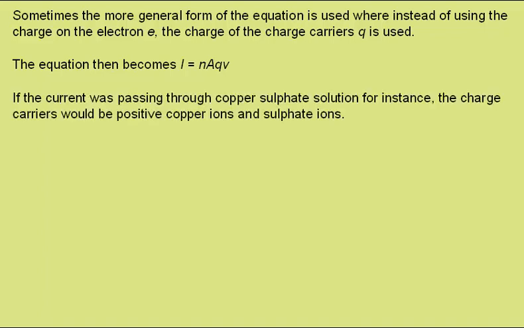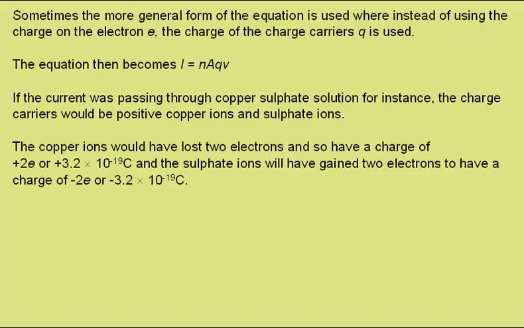If the current was passing through copper sulfate solution, for instance, the charge carriers would be positive copper ions and sulfate ions. The copper ions would have lost 2 electrons and so have a charge of +2e, or +3.2 × 10^-19 coulombs, and the sulfate ions will have gained 2 electrons to have a charge of -2e, or -3.2 × 10^-19 coulombs.